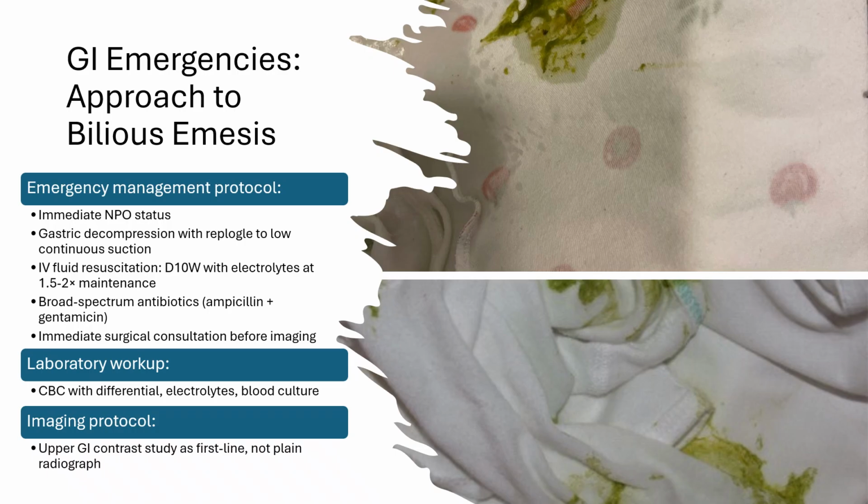The upper GI series remains definitive, demonstrating duodenojejunal junction position and revealing the characteristic corkscrew appearance of malrotation. This systematic approach addresses both immediate stabilization and diagnostic confirmation while optimizing outcomes through timely intervention.